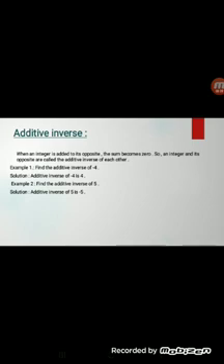Now if we want to find the additive inverse of 5, the additive inverse of 5 will be -5. Why will it be -5? Because when we add 5 and -5, we get 0.